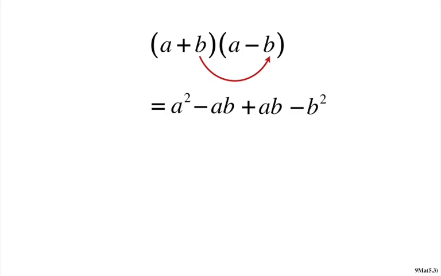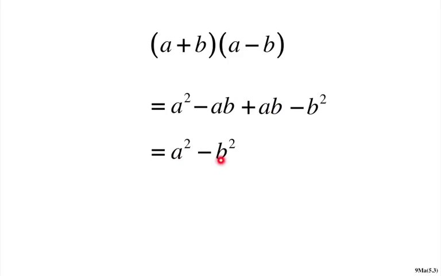Now what we need to notice is this. A minus AB and a plus AB, when we add them together, will actually cancel each other out. You'll have no ABs. And so if you have no ABs, they're gone. And so the answer is just A squared take B squared. Let's have a look at this answer.